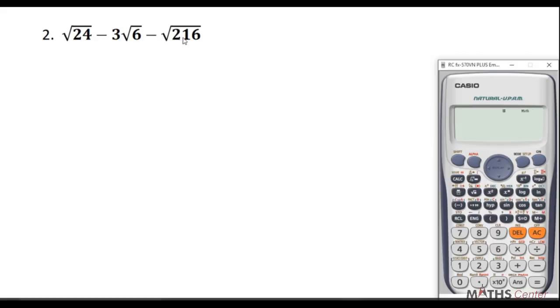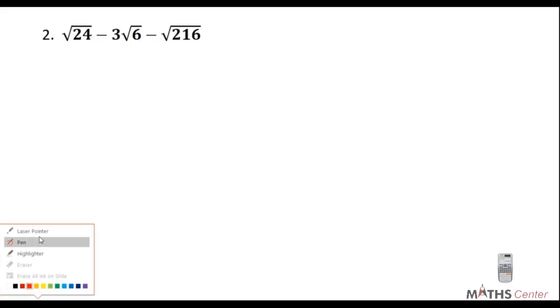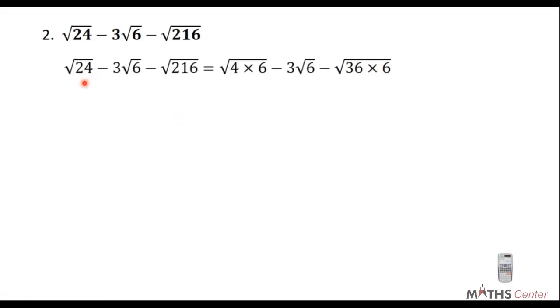We have square root of 216. So square root of 216, and the calculator is giving us 6 root 6. So the perfect square you are looking for is 6 squared, which is 36. The other number is 6. So we replace 216 with 36 times 6. So you do that, then we proceed to simplify. So we have 24 being 4 times 6. Then this is in its simplest form, so you leave it like that. So minus 3 root 6, then minus 216 will give us 36 times 6.